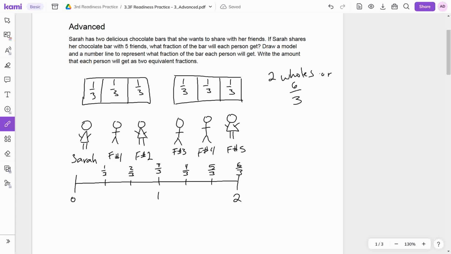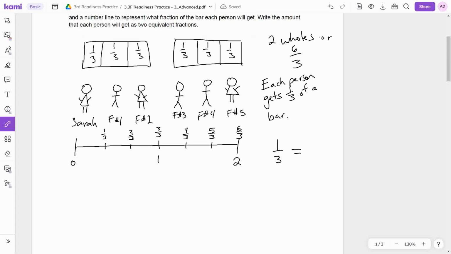So I need to first write the amount that each person gets, right? So I'll say each person gets 1/3 of a bar. Now I also need to write it as 2 equivalent fractions. Okay, so 1/3 equals. Now, there are many different ways to cut equivalent fractions, right? And so I'm going to say answers may vary in regards to how you put this together.